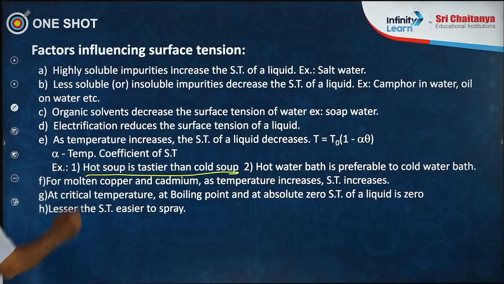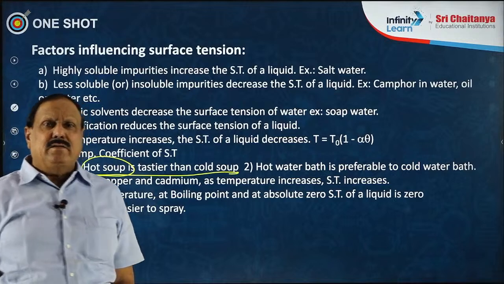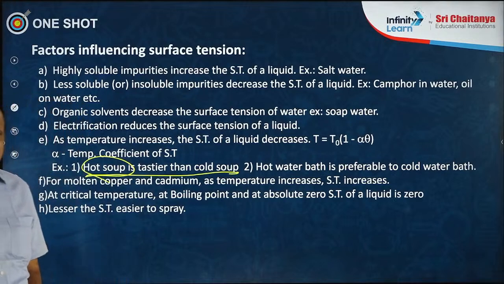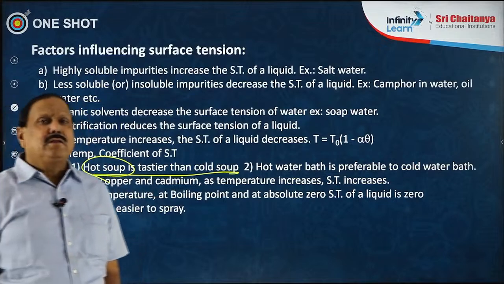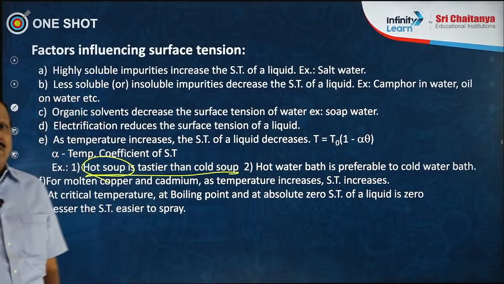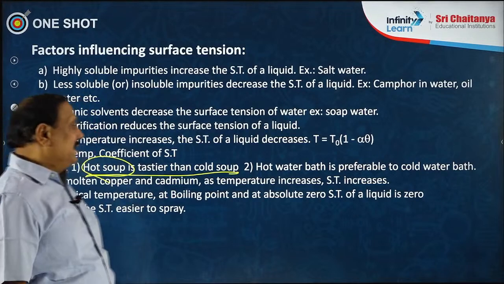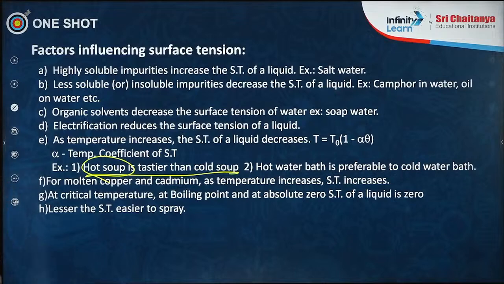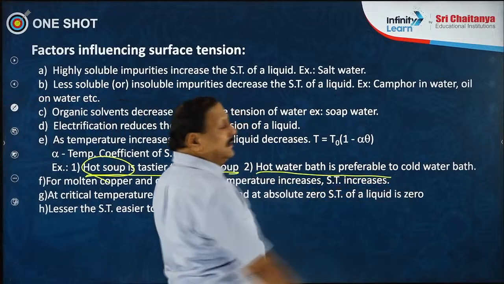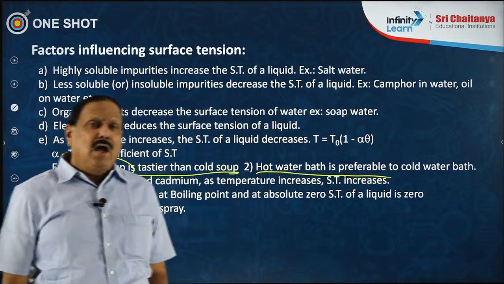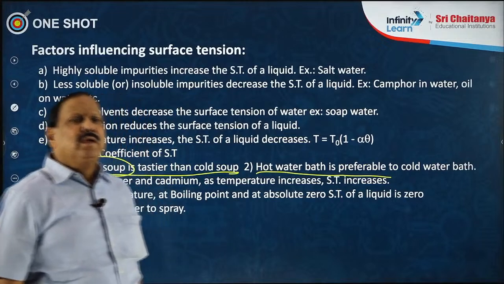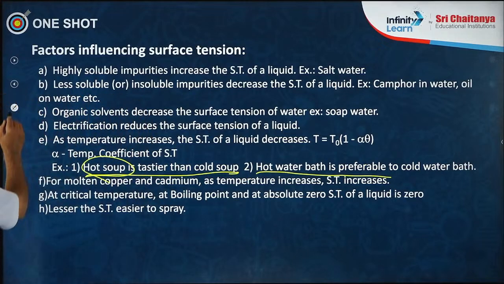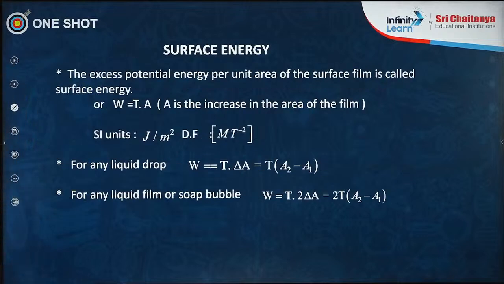So, therefore, in hot soup, the surface tension is less. As the temperature increases, surface tension decreases. When surface tension decreases, it spreads on the tongue and comes in contact with more taste buds, and therefore we feel it tastier. That is the best example. Similarly, a hot water bath is preferable. When you take a bath with hot water, our body gets wet easily and dirt can be removed easily. So, like this, you have to go through the temperature effect and the impurities effect.